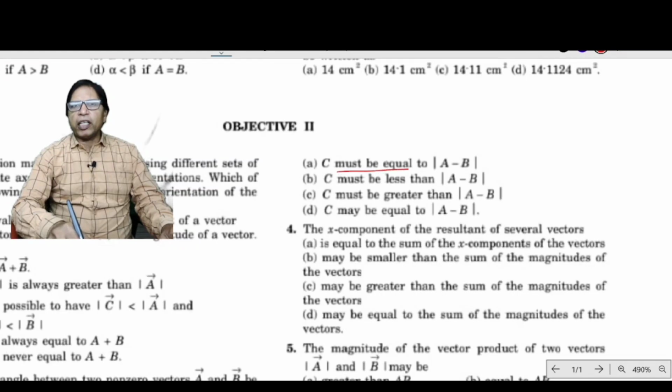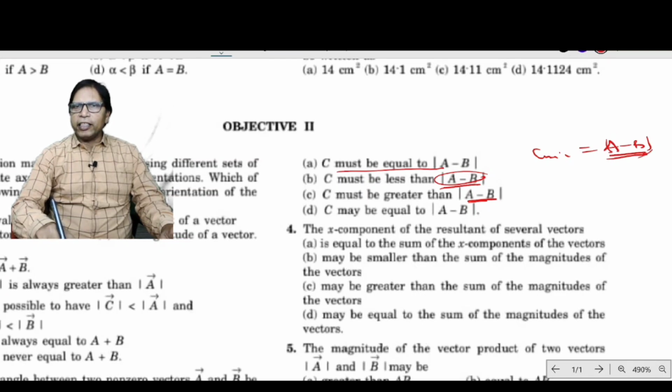Now, C must be equal to A minus B? No. It is the minimum value. So C minimum equals the modulus of A minus B. Must be less than? No, never be less than. Now, C must be greater than A minus B. Yes, it is correct because it is the minimum value of the resultant. So the resultant must be greater than this.